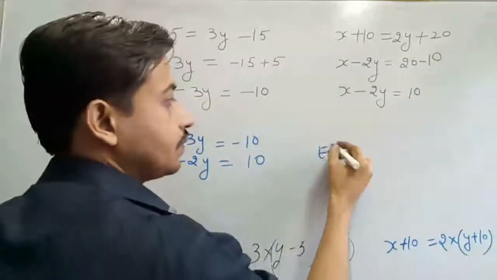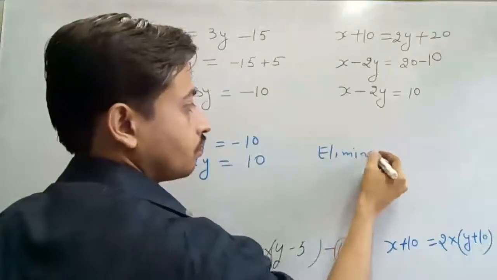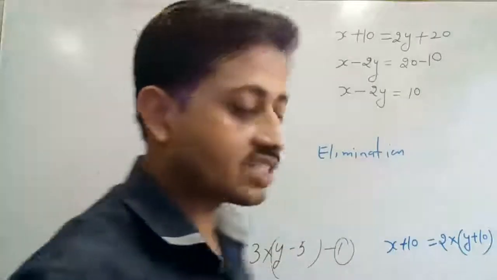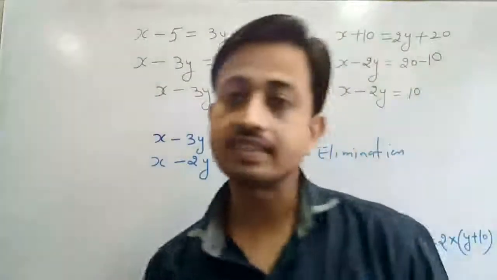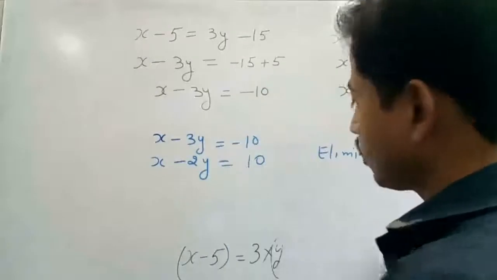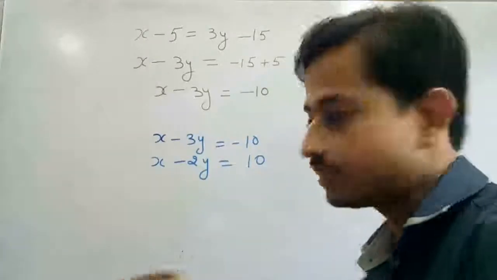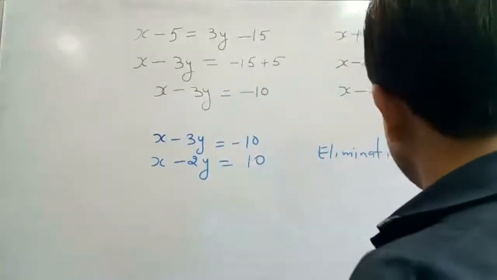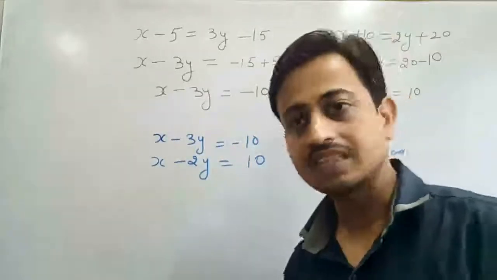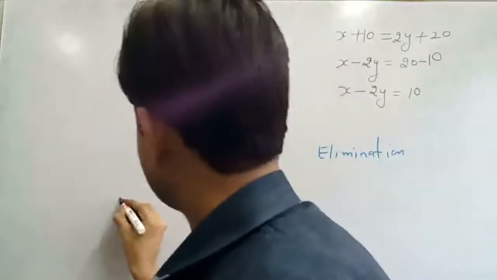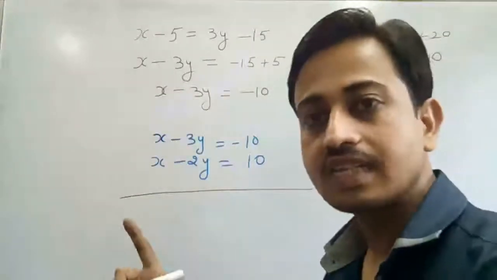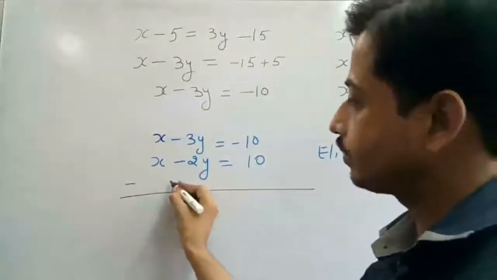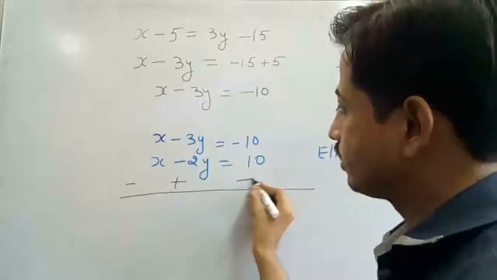Now apply the elimination method. Look at step 1. Whether the coefficients are equal or not. Please make a note. Yes, the coefficients of x are the same. So there is no need to do step 2. Write as it is. What's the next step? We have to change the sign. Here the sign is positive, make it negative. This is negative, make it positive. This is positive, make it negative.